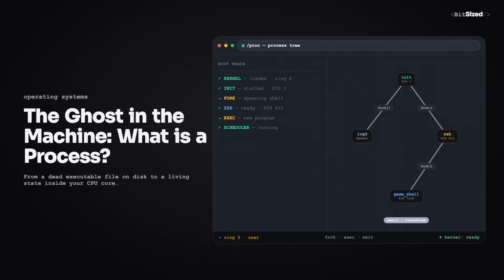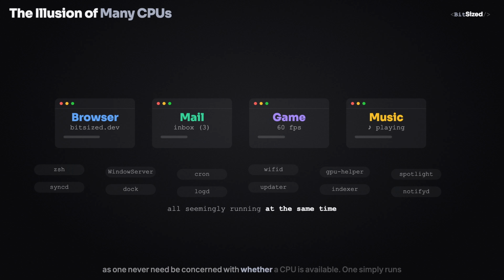Look at your machine right now. It turns out that one often wants to run more than one program at once. For example, consider your desktop or laptop where you might like to run a web browser, mail program, a game, a music player, and so forth. In fact, a typical system may be seemingly running tens or even hundreds of processes at the same time. Doing so makes the system easy to use, as one never need be concerned with whether a CPU is available. One simply runs programs. Hence our challenge: how to provide the illusion of many CPUs?